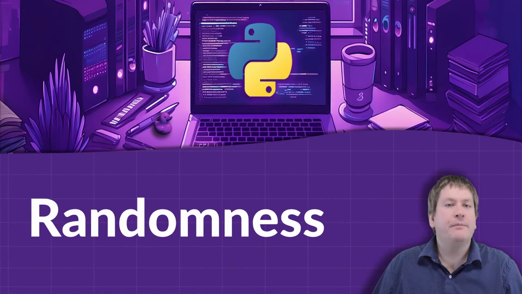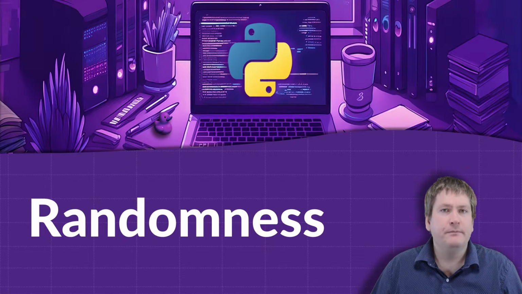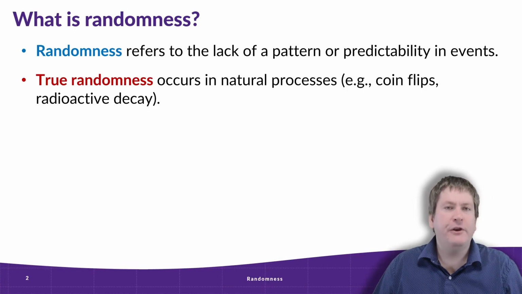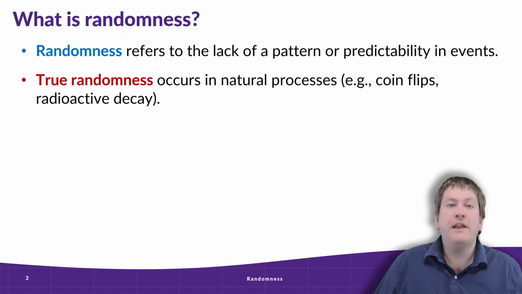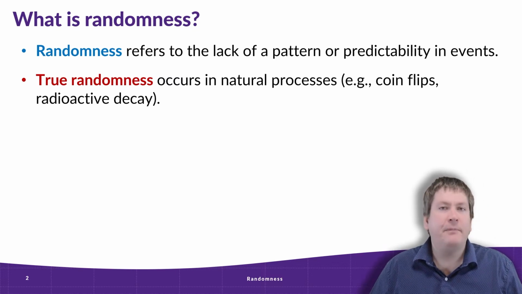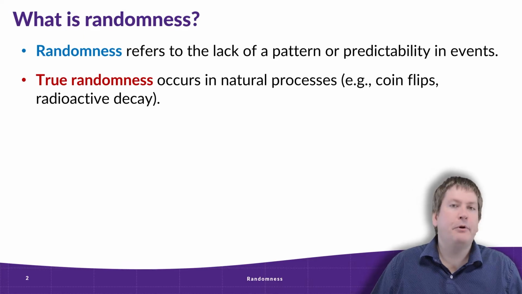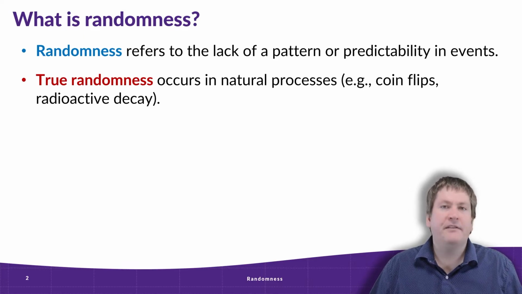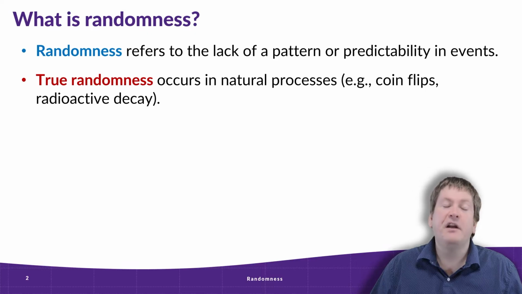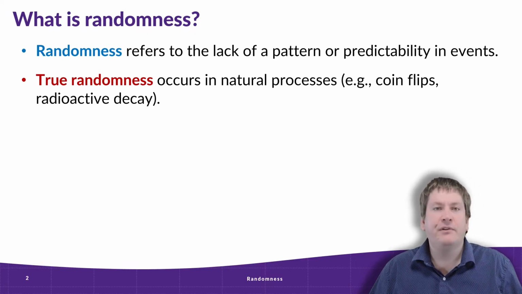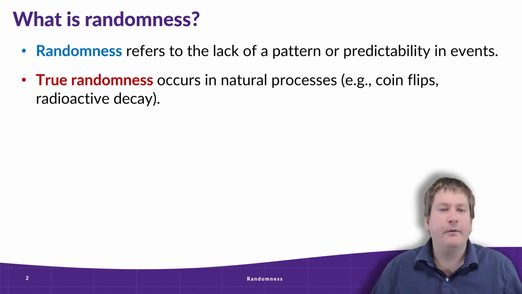In this video, we're going to be talking about how to generate random values in Python, as well as just randomness in general. But before we get into how you can generate random values in Python, we need to talk a little bit about what is randomness. Well, randomness usually refers to the lack of a pattern or predictability in events. Usually when we're talking about randomness, we talk about true randomness that occurs in natural processes, such as coin flips, dice rolls, and even things like radioactive decay.